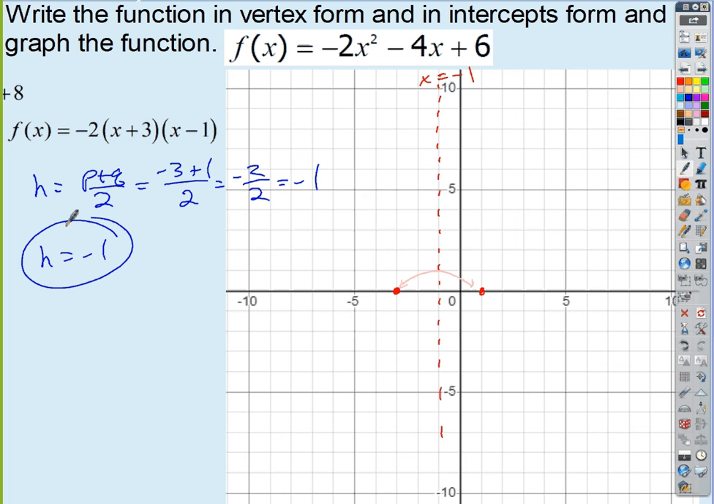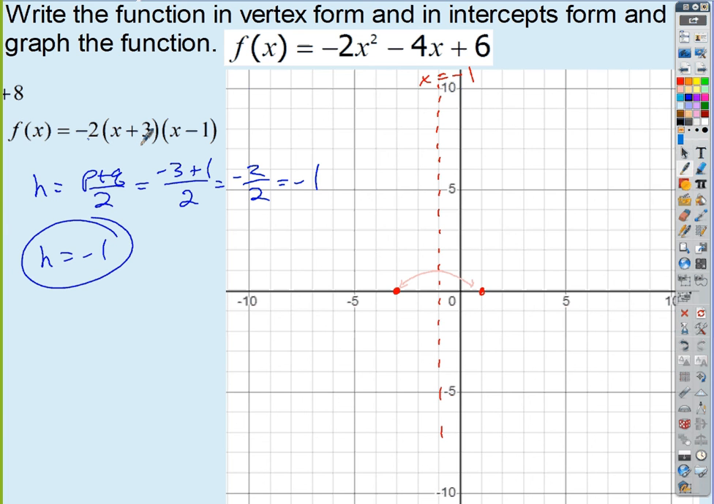How do I find K? Plug it in. And where do I plug it in? Do I want to plug it in up there? I could. But wouldn't I rather plug it in right there? You would. Here's why. When it's in factored form, when I plug a value in, it's going to be really easy to find the answer. I'm just going to get negative 2 times that number times that number. That's all I got to do. Multiply 3 numbers together. Easy, right?